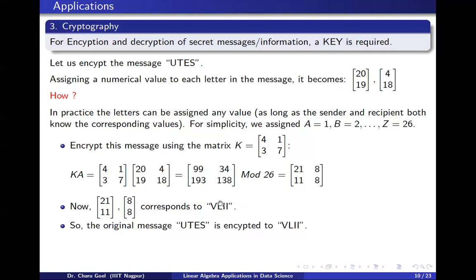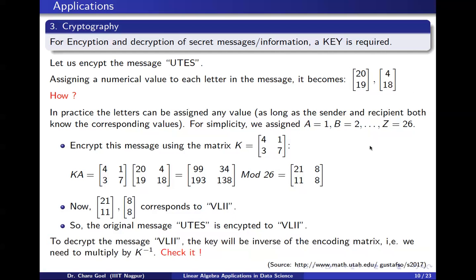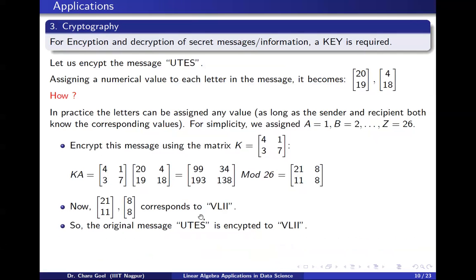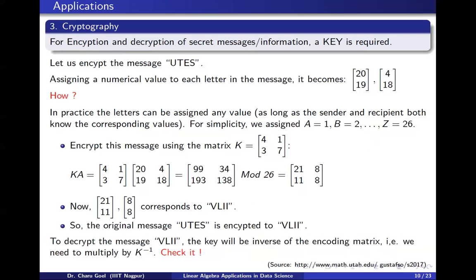Okay. Now to decrypt. So let's say I wanted to send the message UTES, but I have sent them VLII. Now to decrypt it on the other end, at the recipient end, they would need a key. And what will be that key? That key will be the inverse of the encoding matrix.